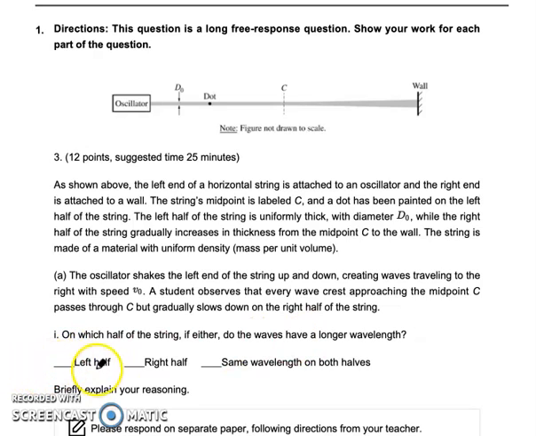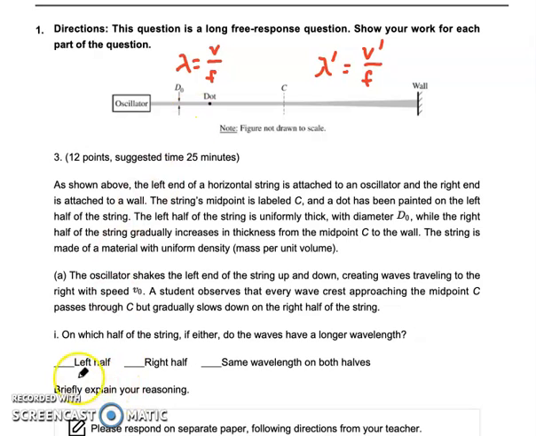So the answer is the left half. Why is that? Well, the left half has a higher speed, because you're told so. What is the same for both is the frequency. The frequency is the same because it depends on the oscillator. So we have a wavelength that's going to equal v over f, and I'm going to call this lambda prime, which is going to be v prime over f. f is the same for both. This speed is smaller than this speed, so the left side is going to have a longer wavelength.